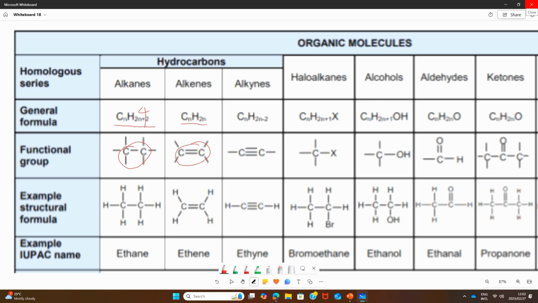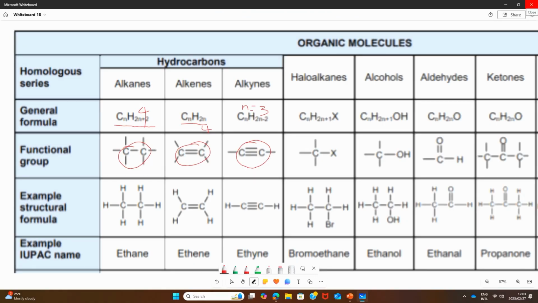And what does that mean? That means if, for example, your alkene has got 2 carbons, because n stands for the number of carbons here, you expect that alkene to have a total of how many hydrogens? A total of 4 hydrogens, because n is 2 and 2 times 2 is 4.